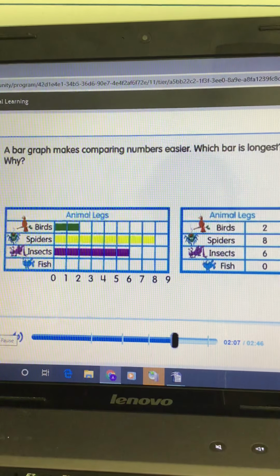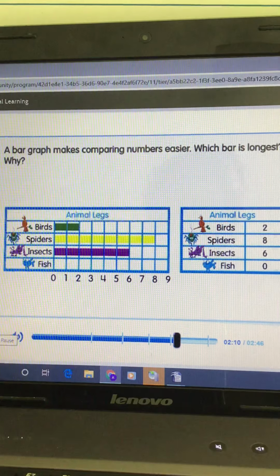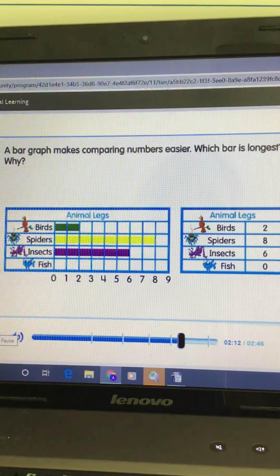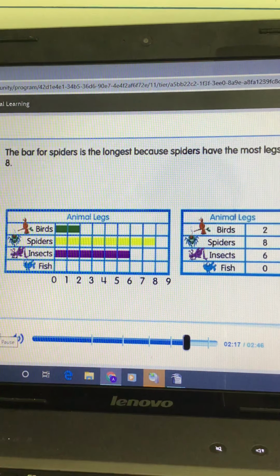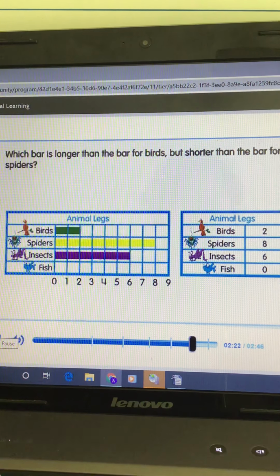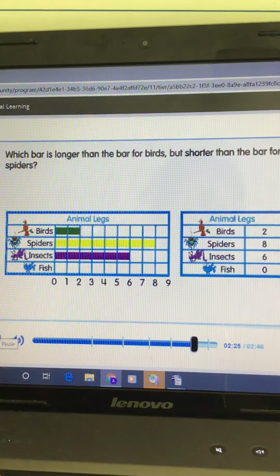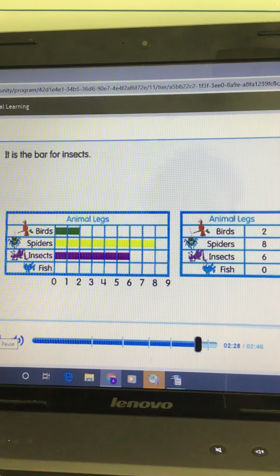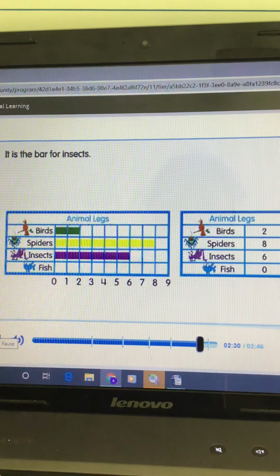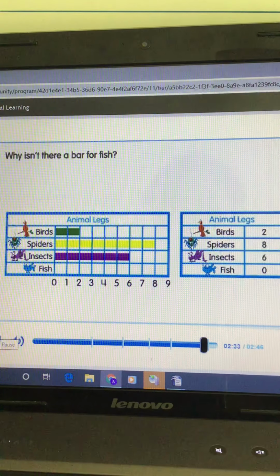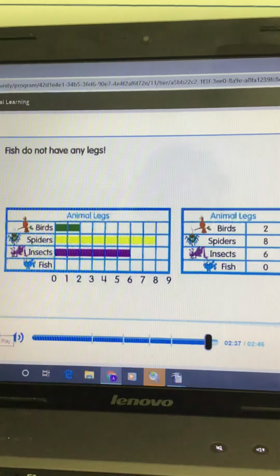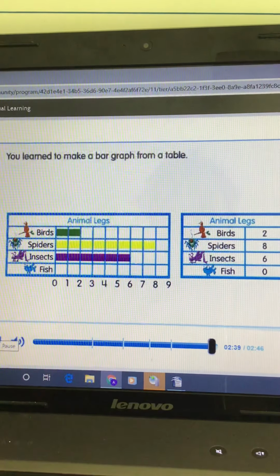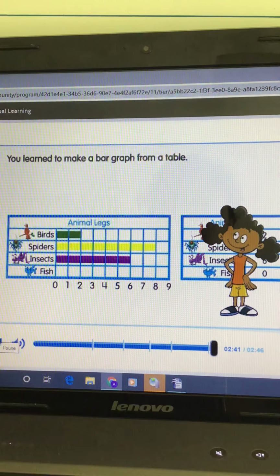A bar graph makes comparing numbers easier. Which bar is longest? Why? The bar for spiders is the longest because spiders have the most legs, 8. Which bar is longer than the bar for birds, but shorter than the bar for spiders? It is the bar for insects. Why isn't there a bar for fish? Fish do not have any legs. You learned to make a bar graph from a table.